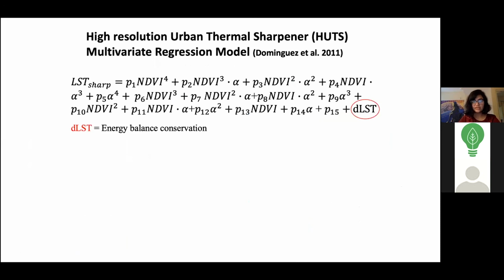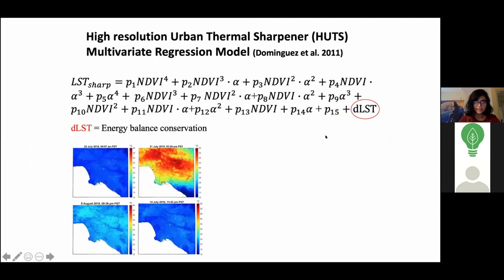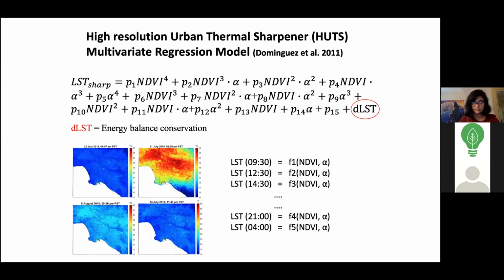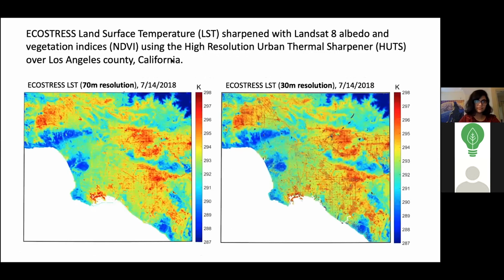And in the end, there is a factor that you see, the DLST energy balance conservation. So that's the LST of the day that we'll use from EcoStress. And so this is the model where we use NDVI and albedo. Alpha here is the albedo. And then we have the LST from EcoStress that we'll add. And the results should hopefully look like this.